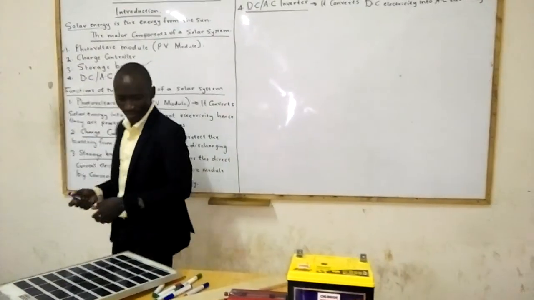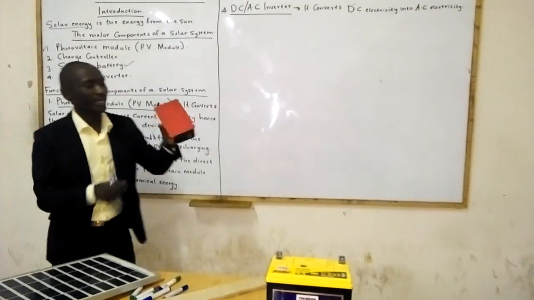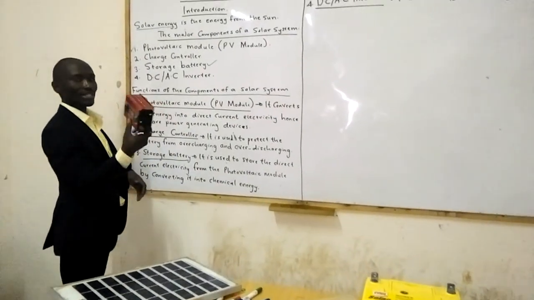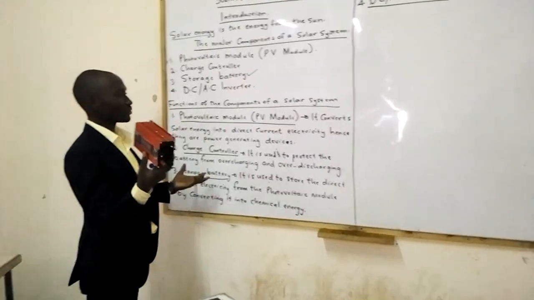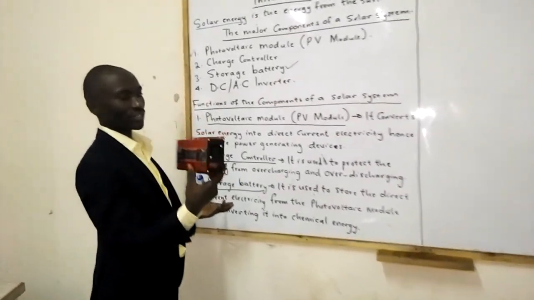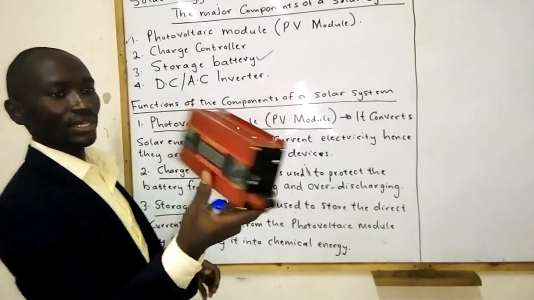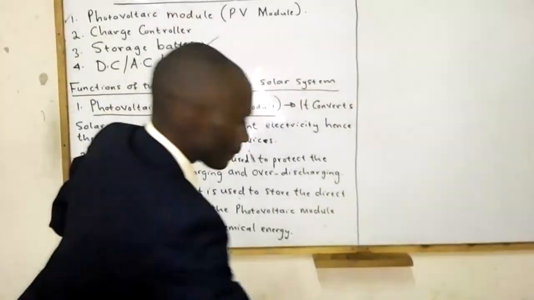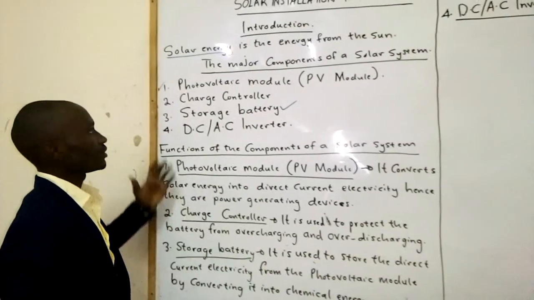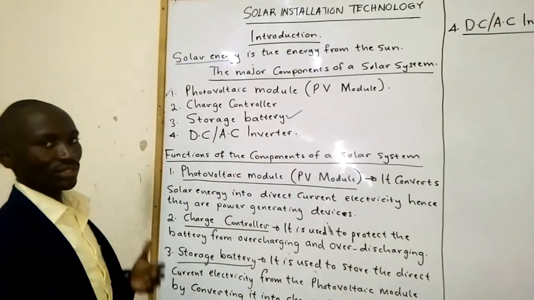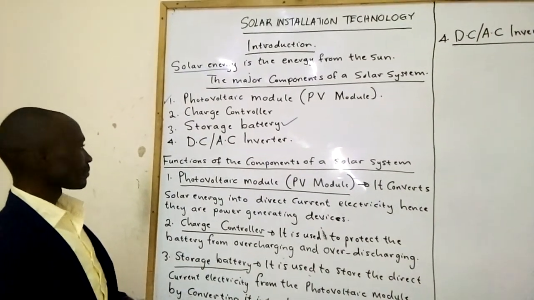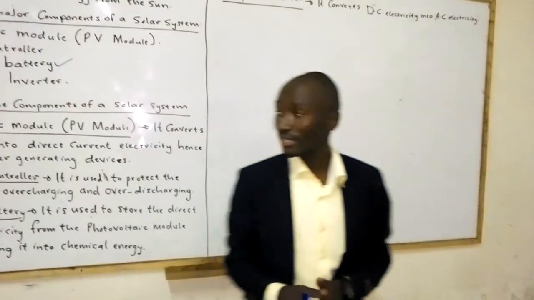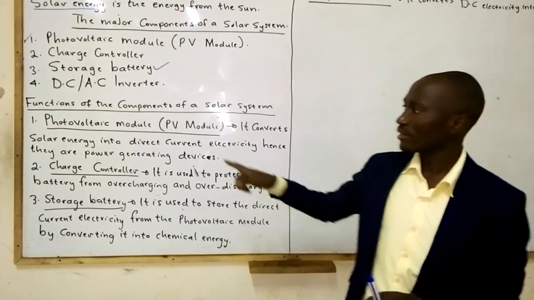The other component is the DC to AC inverter. This is the inverter. We are going to look into the functions of each of these components. Basically, those are the four major components of a solar system. Now let's get to the functions of each of the components of the solar system.